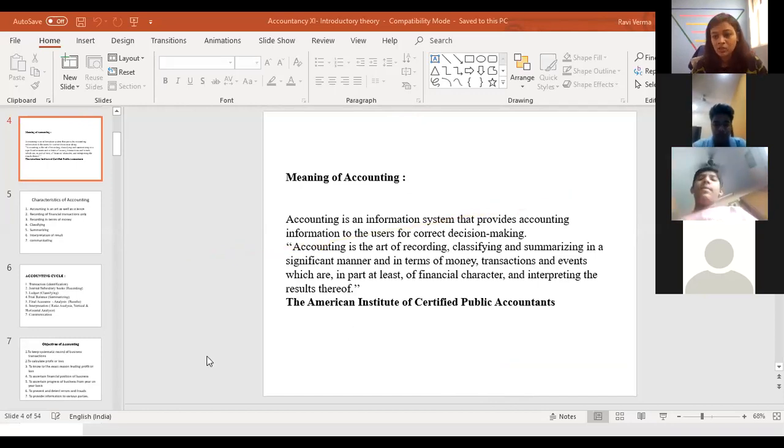Like I told you yesterday, like we discussed, accounting is an art or it is a process. Now, when we say accounting is a process, why am I calling it a process?